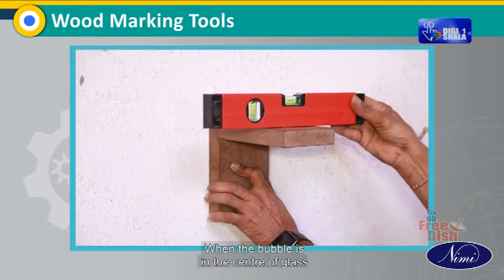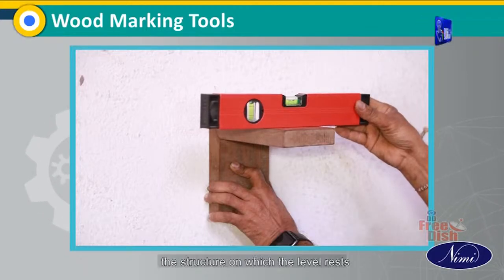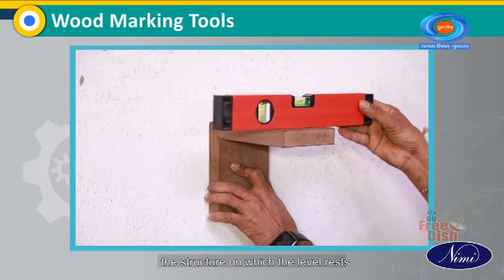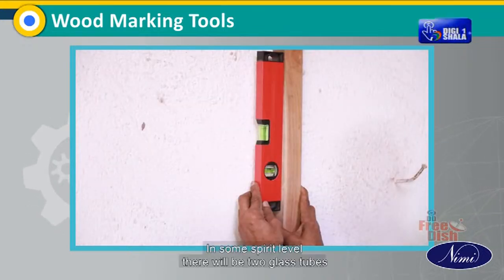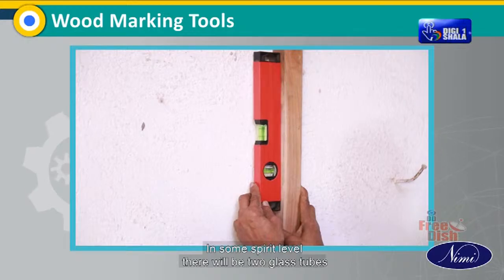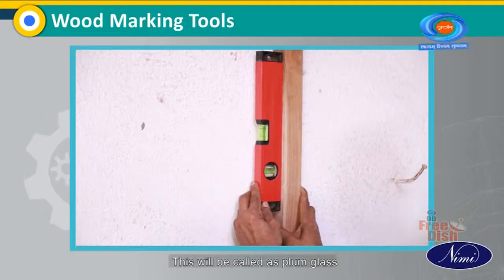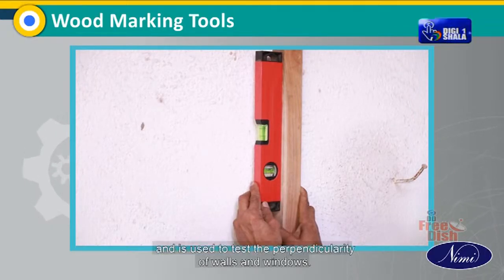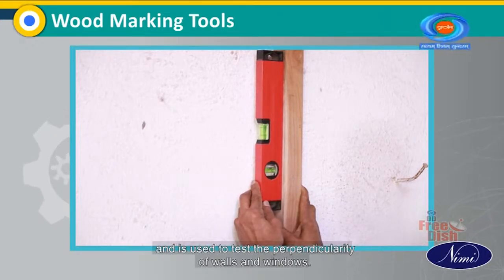When the bubble is in the center of glass, indicated by lines marked on it, the structure on which the level rests is absolutely horizontal or vertical. In some spirit levels, there will be two glass tubes perpendicular to the horizontal glass tube. This is called a plumb glass and is used to test the perpendicularity of walls and windows.